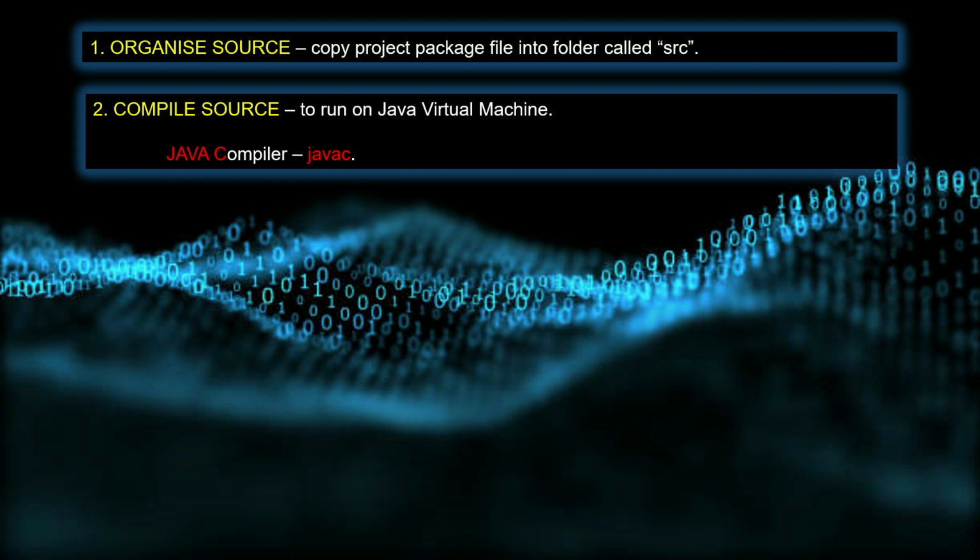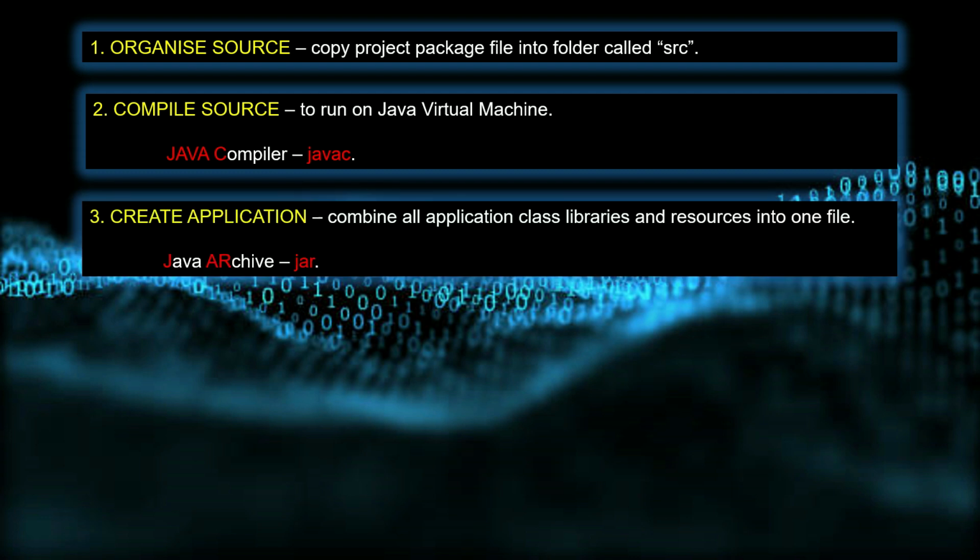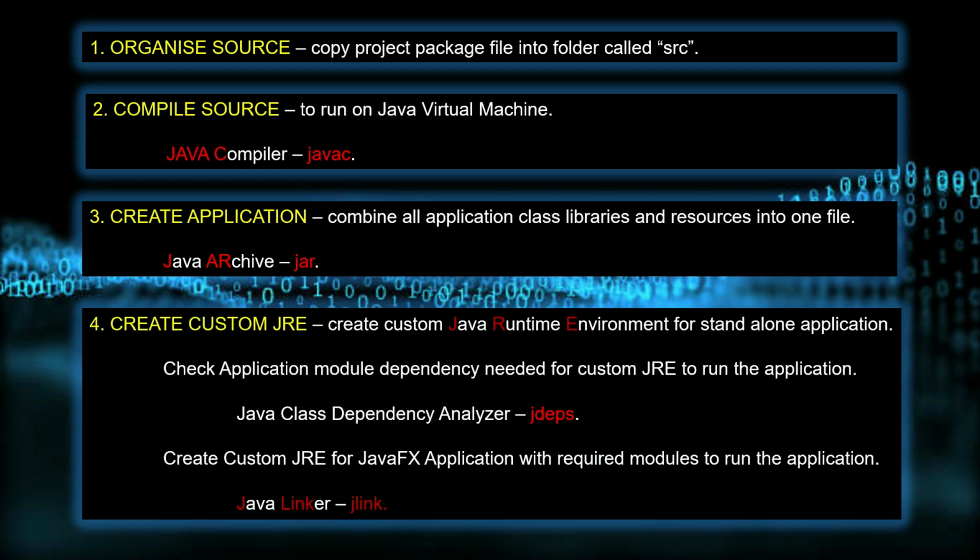Compile the source to run on a Java virtual machine. Create the application, which combines all the application class libraries and resources into one archived file. Create a custom Java runtime environment for standalone applications.